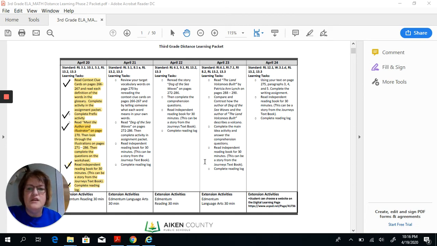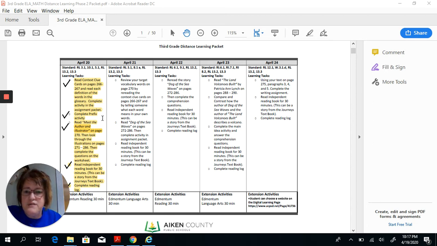I'm going to get started with your assignments for April 20th in your ELA packet. The first thing that you are to do is to read context clue cards on pages 266 through 267 and read each definition of the words in the glossary. Now, remember, the glossary is the part in the back of your book that has all the definitions of the vocabulary words. Complete activity in the assignment packet.